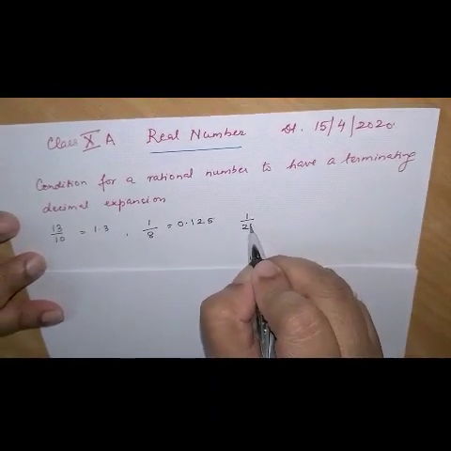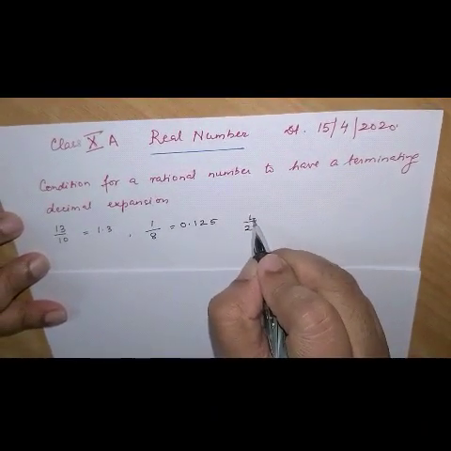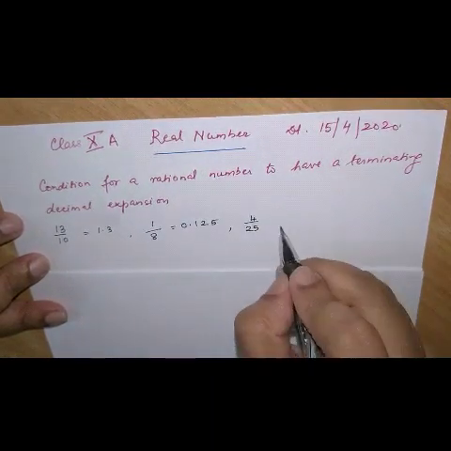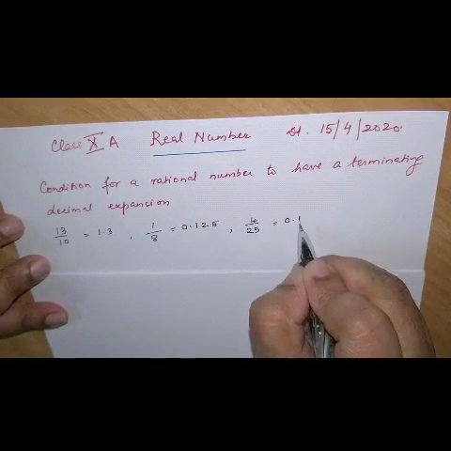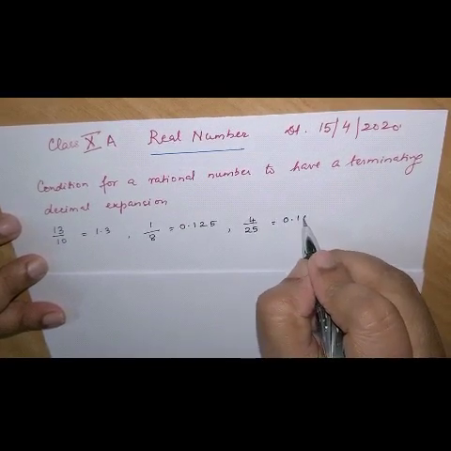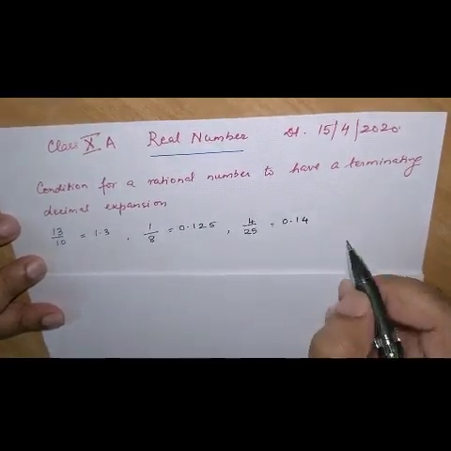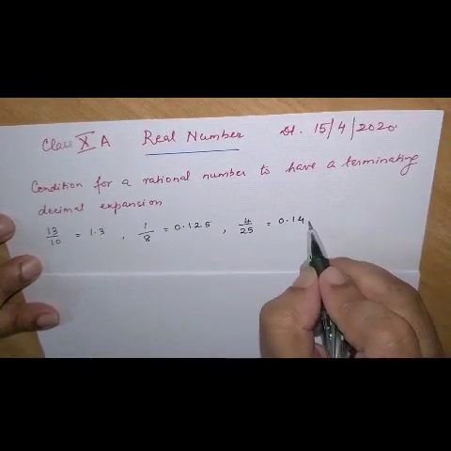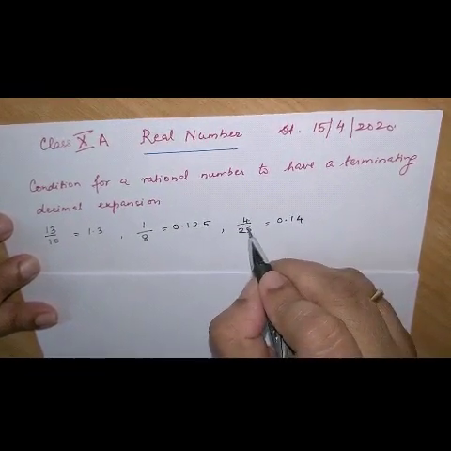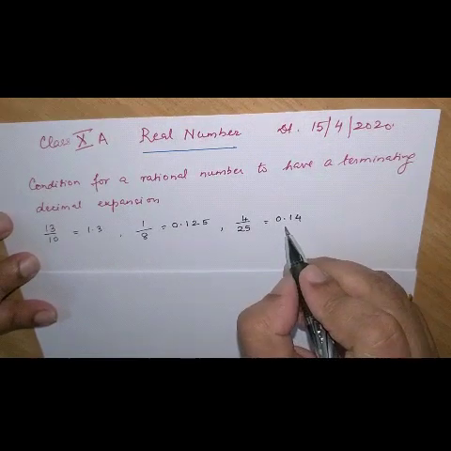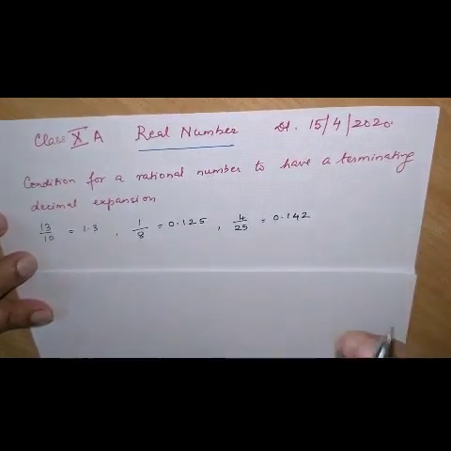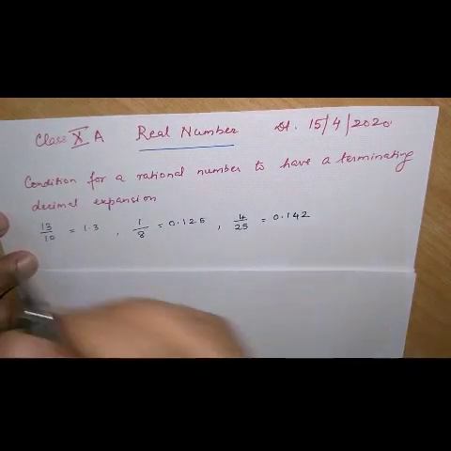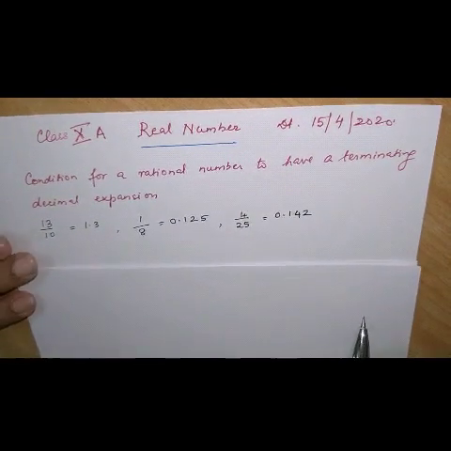Then I will take 1 by 25 or 4 by 25, anything. Okay, 4 by 25. This is again terminating, that is nothing but 0.16. Let me check it again. 4 by 25, it is again terminating.